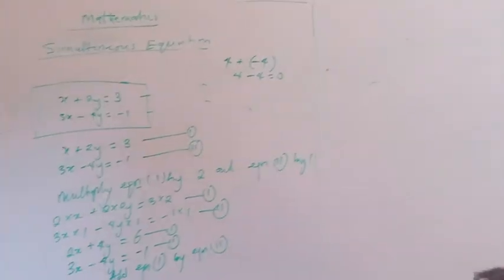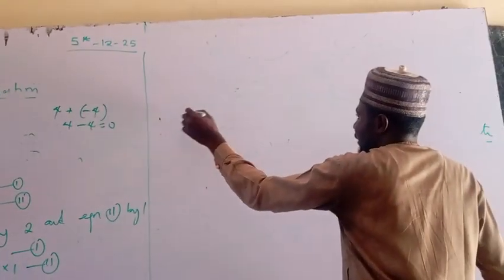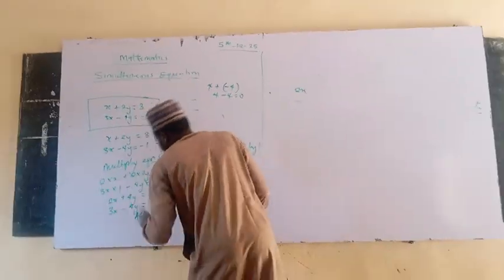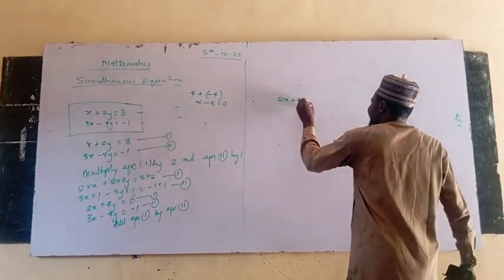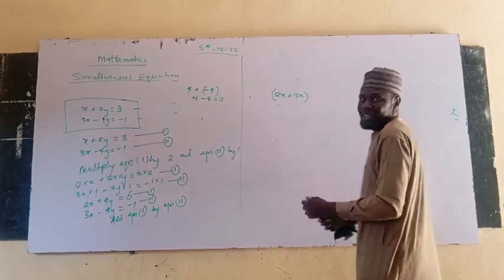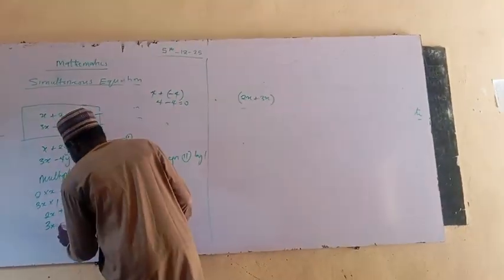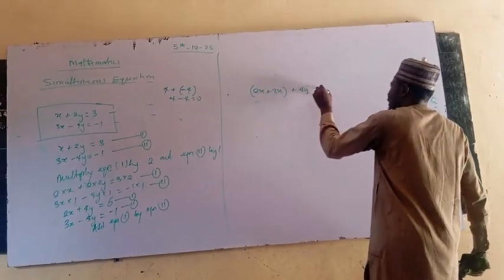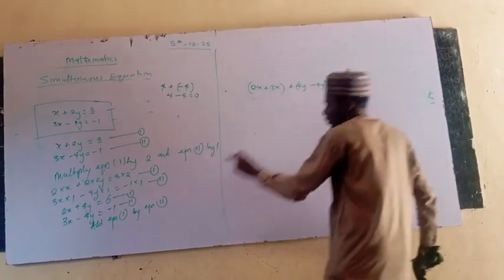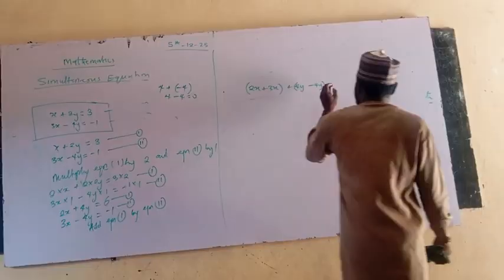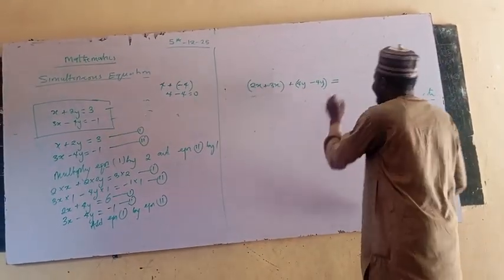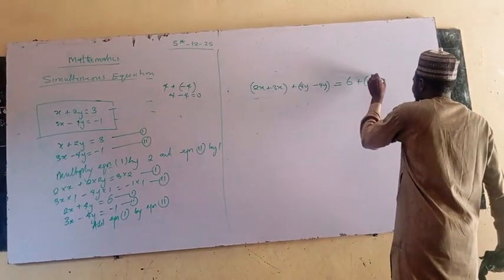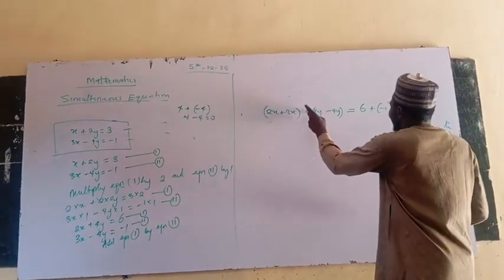Okay, to zan nuna muku yadda za a add nashi. Ina da 2x wannan plus 3x x cubed. Then wannan da wannan plus 4y minus 4y wannan is equal to 6 plus minus 1. Kun ga duka akwai addition ne.